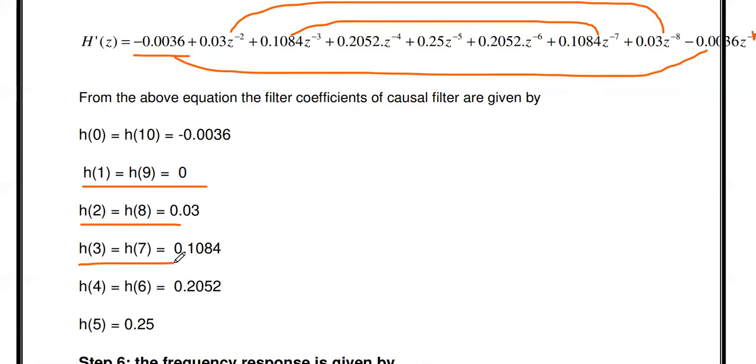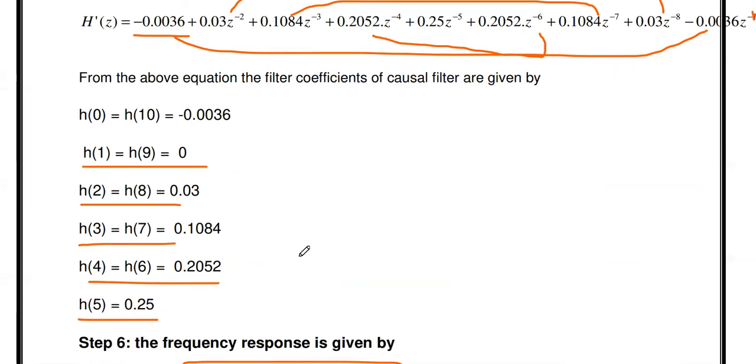So h of 3 and h of 7 are equal. So the z power minus 4 and minus 6 coefficients are equal. So this is h of 4 and h of 6, and the center value is h of 5. Okay, so we calculated all these filter coefficients.